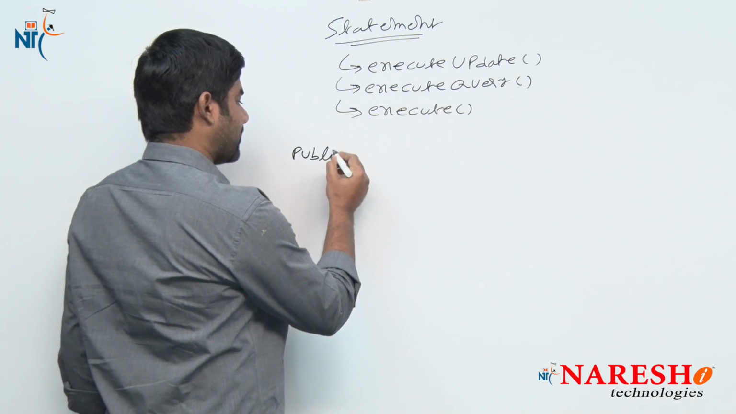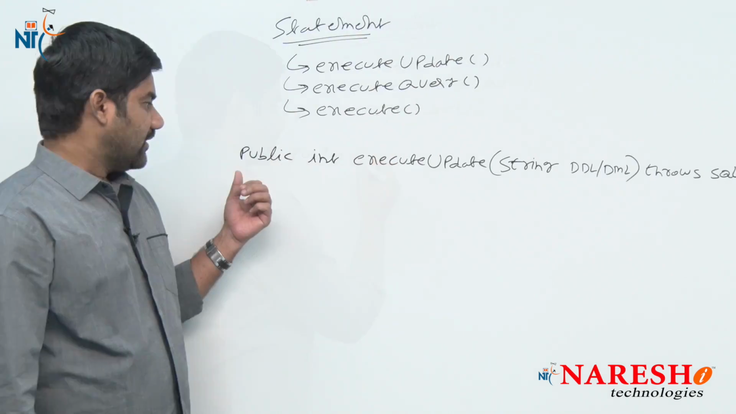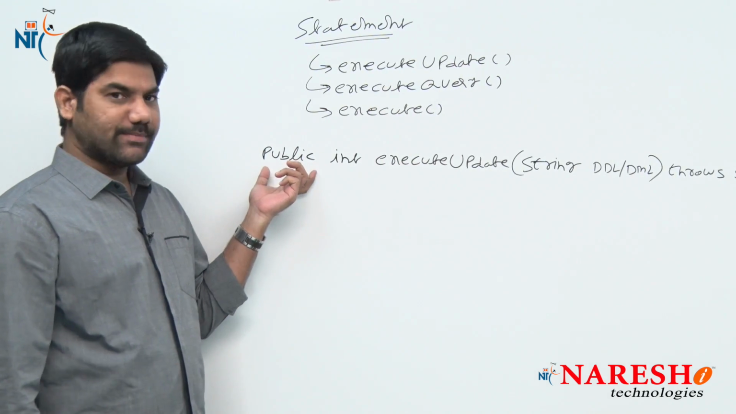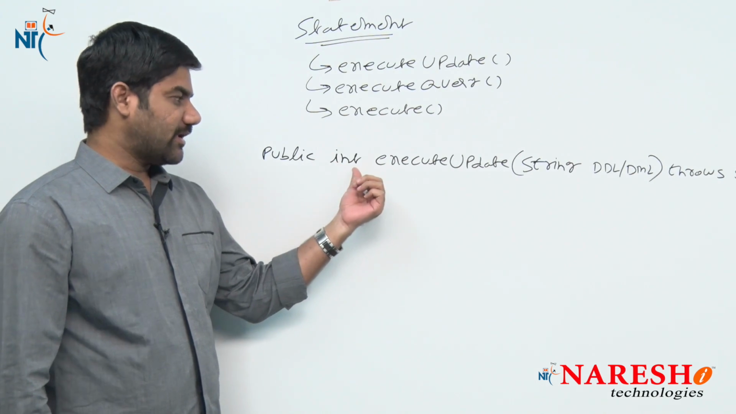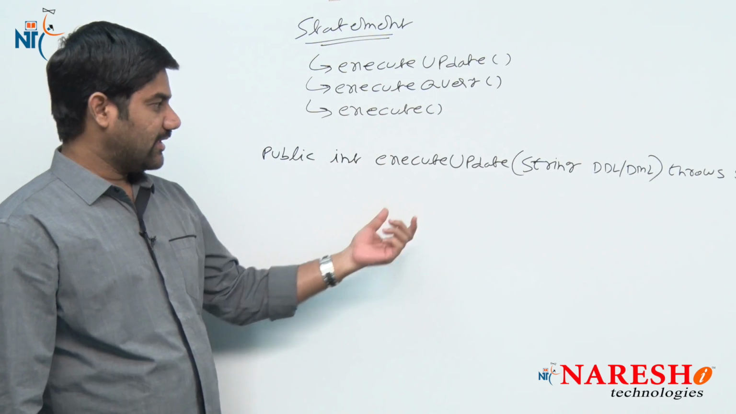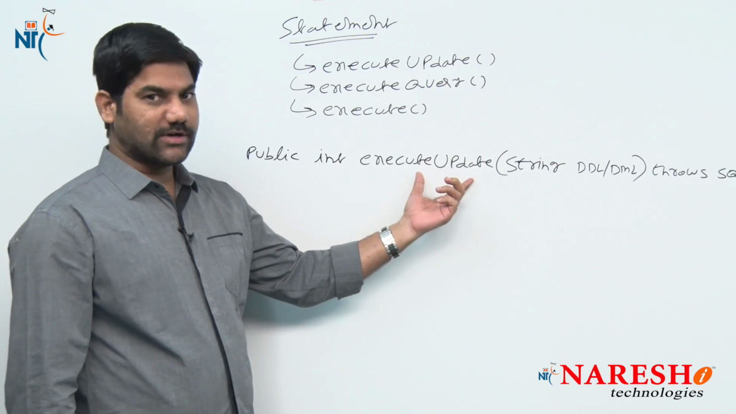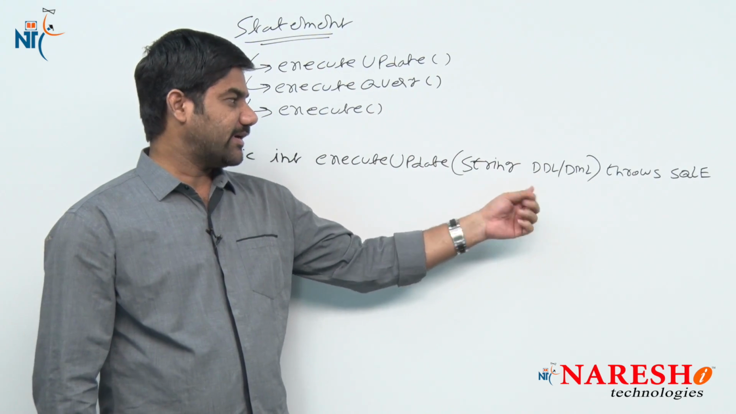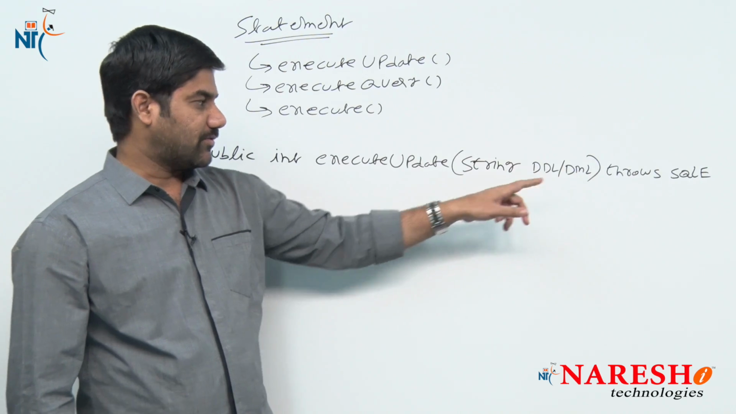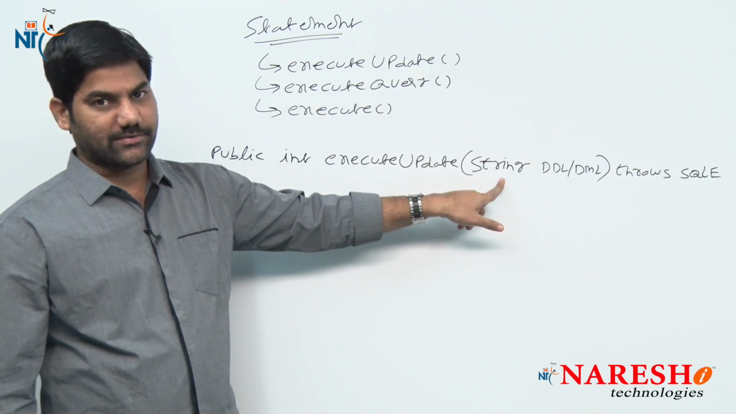This is the prototype of the method. It's a public and non-static method. The return type of the method is an integer value, and the name of the method is executeUpdate. This method always takes an argument, that argument is your query, and the query must be in string format only.